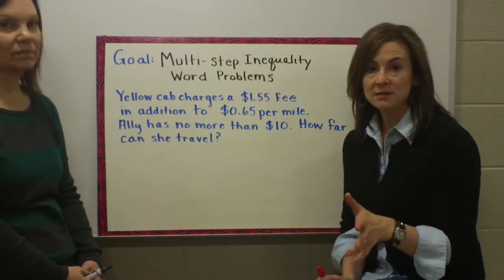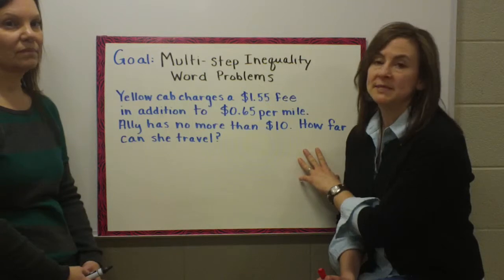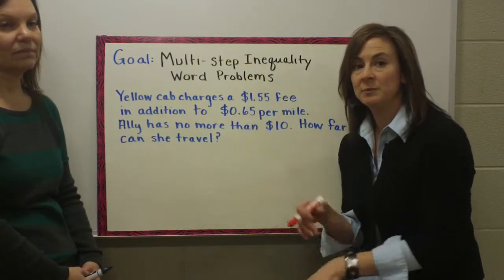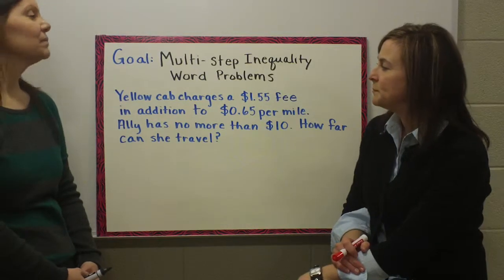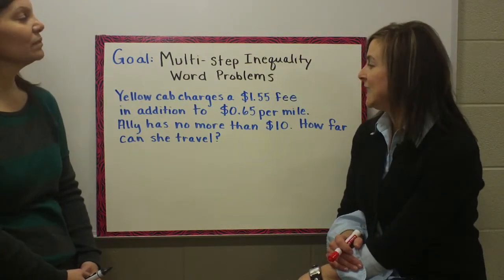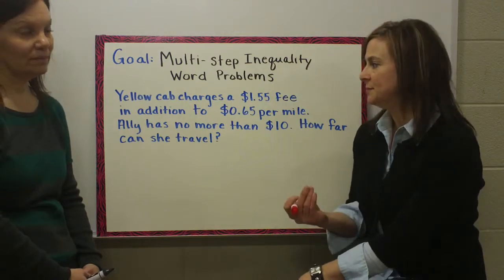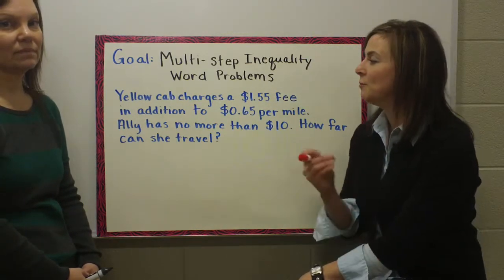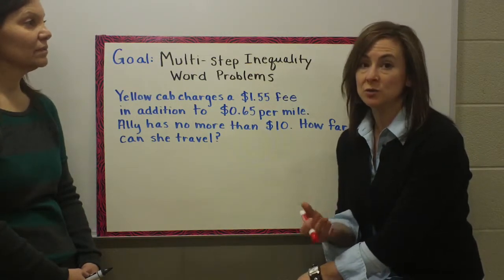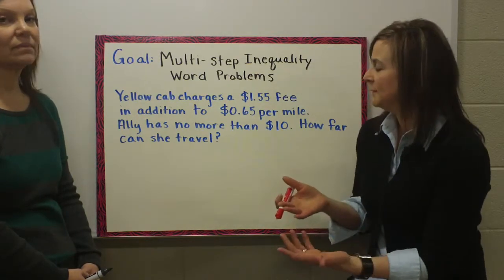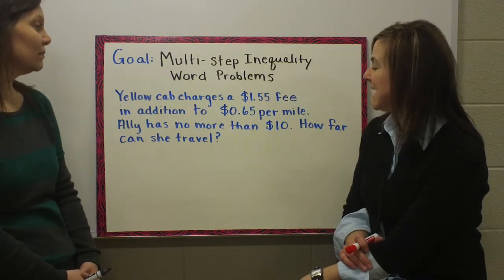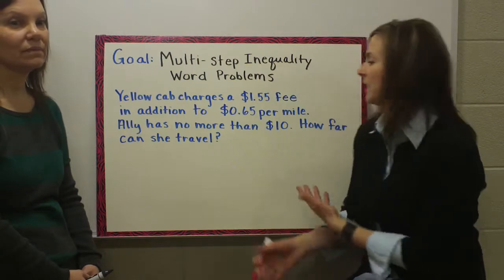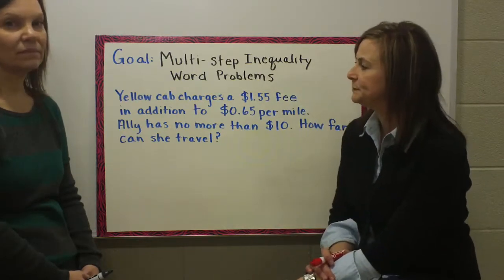Remember to pause, make sure that you have the problem copied down because whatever we model, we want you to do on your paper. I'll read the problem through, and if you need to pause, go ahead and do that. Yellow cab charges a $1.55 fee in addition to 65 cents per mile. That's what they're charging you to be able to take a taxi cab ride. Allie has no more than $10. So she of course wants to know how far will that get her? How far can she travel?